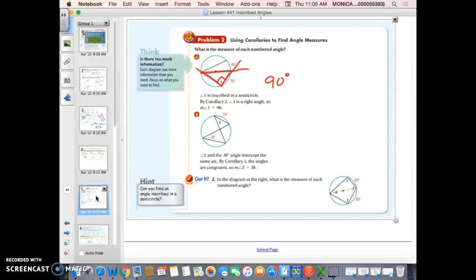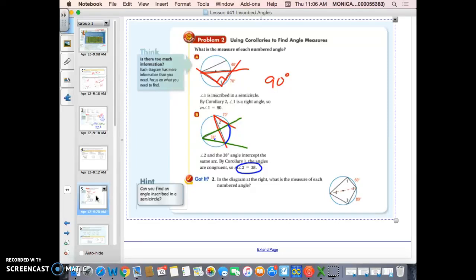All right, the second one, we want to know the measure of angle 2. Well, look here. The measure of angle 2 is here. And we know that the measure here, so you can see that they both share the same arc. So if this one's 38, this is also 38. Okay, so we want to know what is the measure of each numbered angle. Please pause the video at this time, work it out, and then come back and see if you got it.